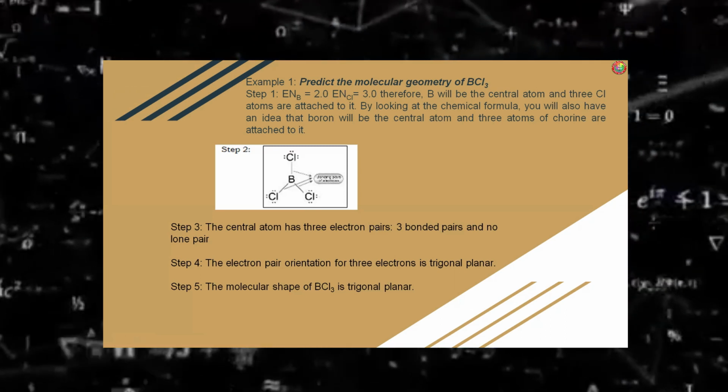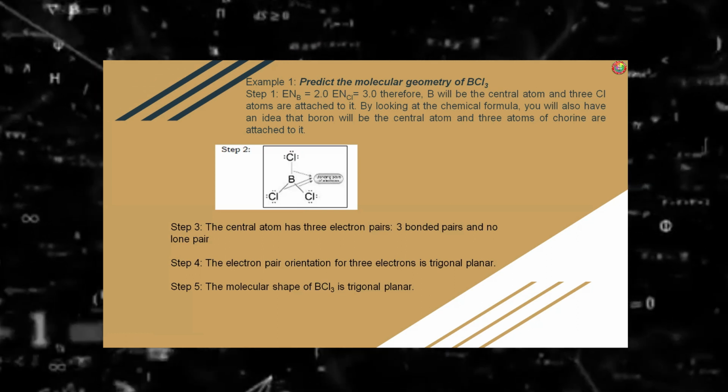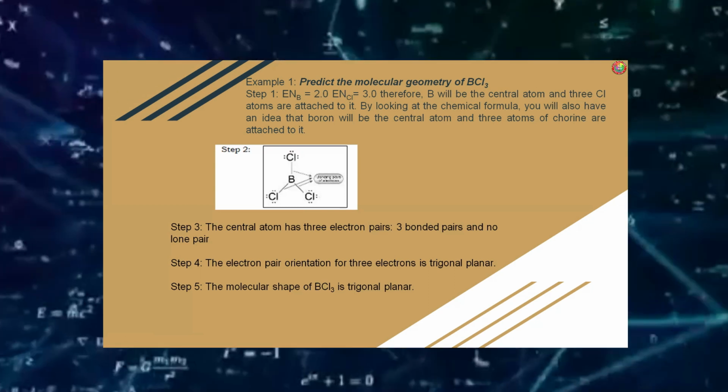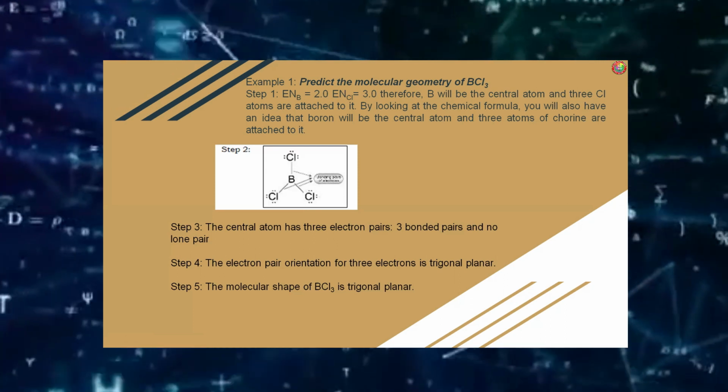Step 4, the electron pair orientation for 3 electron pairs is trigonal planar. Step 5, the molecular shape of boron trichloride is trigonal planar.